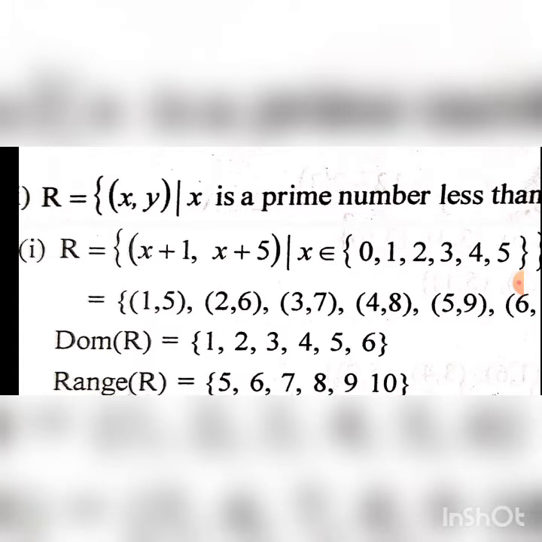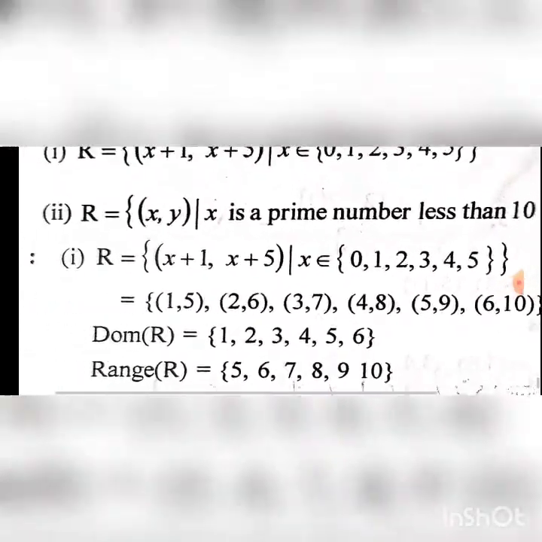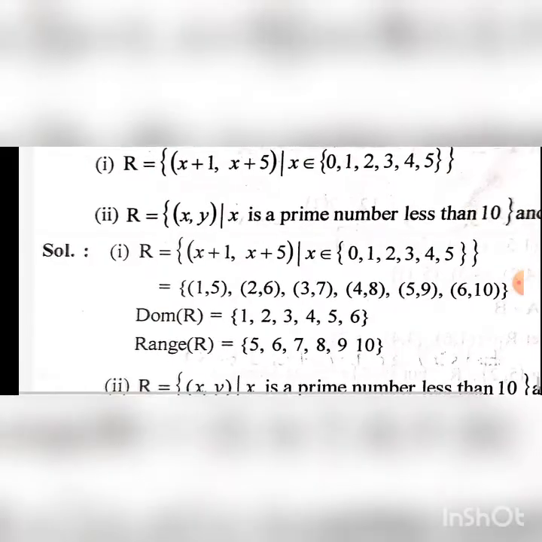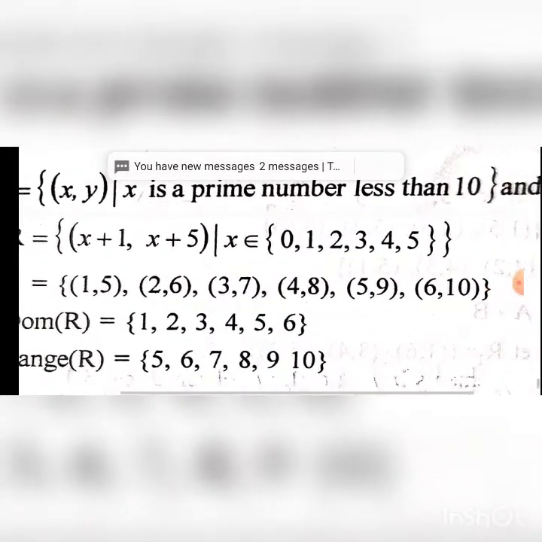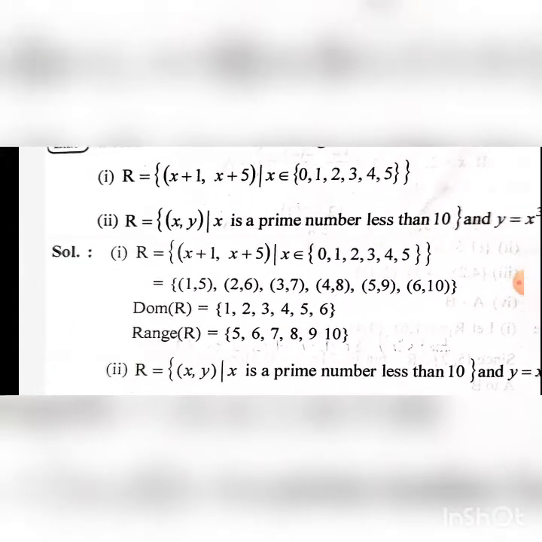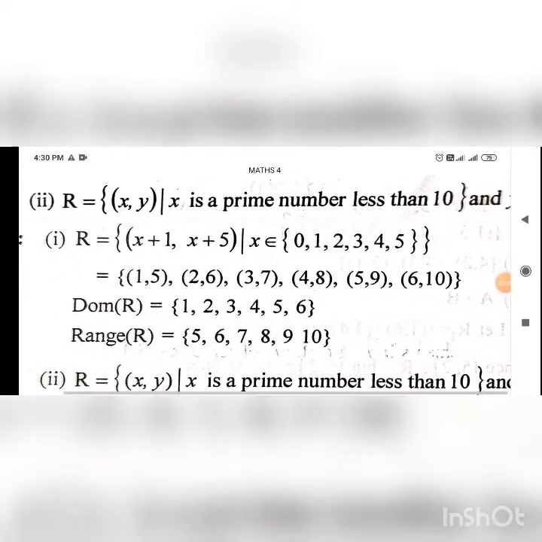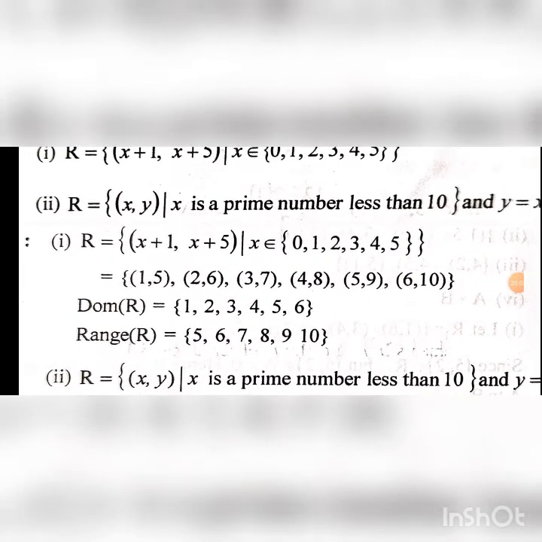Sorry, x equal to 3, (4, 8). Then x equal to 4. If we put x equal to 4, then the ordered pair is (5, 9). And then x equal to 5, then (6, 10). Okay, so the ordered pair is (6, 10). So here we find the relation R.